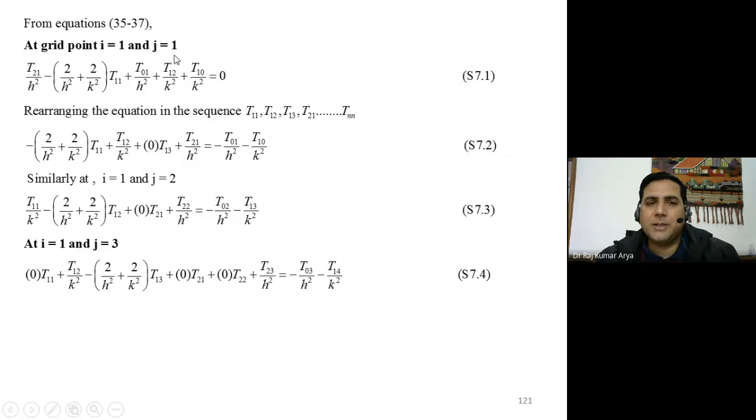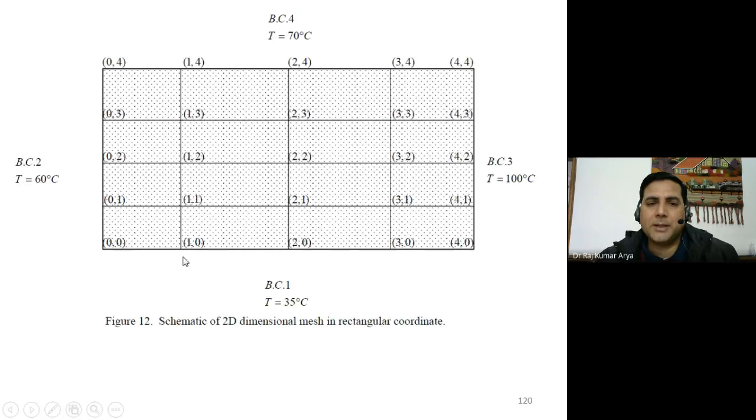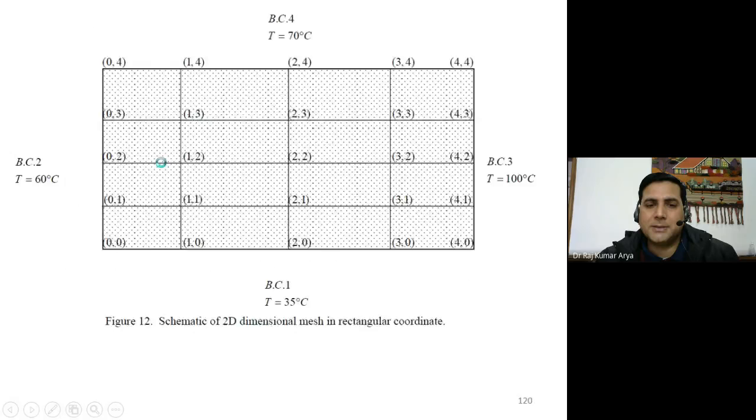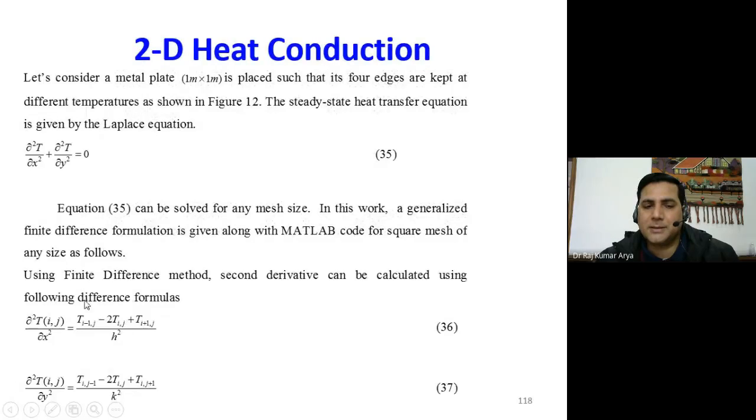Let's say i equal to 1, j equal to 1. So practically you are calculating this point here. If you substitute i equal to 1, j equal to 1 in your main equation, which needs to be solved, here you are putting i equal to 1, j equal to 1, and here also. These two would finally be plugged into equation number 35.